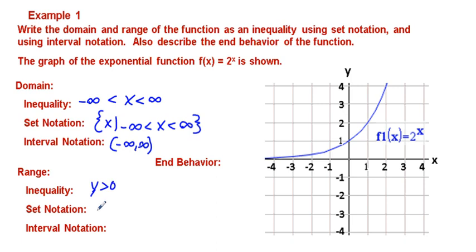And then we have set notation: y such that y is greater than 0. And finally, our interval notation. Do we have a bracket? No, we have parentheses because we have greater than, not equal to. So 0, comma, infinity, and close with parentheses. So there we have it.